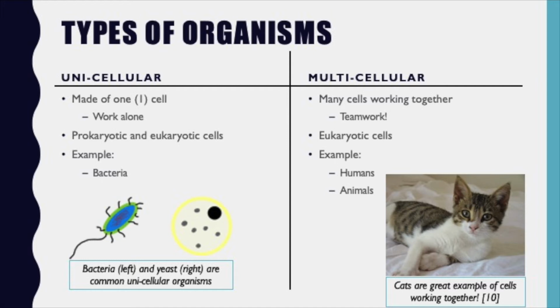And then on the right side, we'll look at multicellular organisms. So these are many cells using teamwork to work together, and they are eukaryotic cells. And examples of this are you and I, and things like dogs, and this cat right here on the right side.